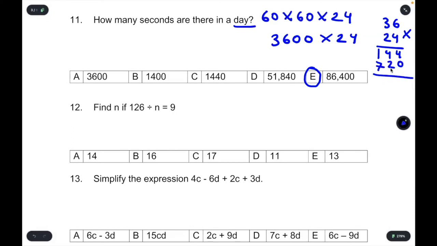Now we need to add these up. 4 add 0 is 4, 4 add 2 is 6, and 1 add 7 is 8. This gives us the 864 that we need at the start of the number. But remember, we had these two extra zeros. That's why we've got these two extra zeros here as well.